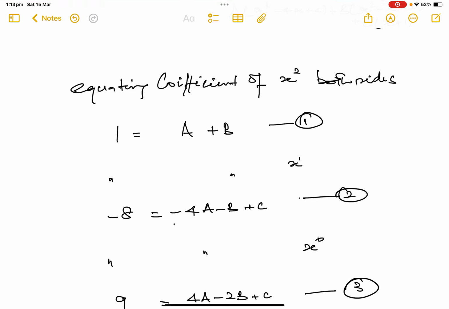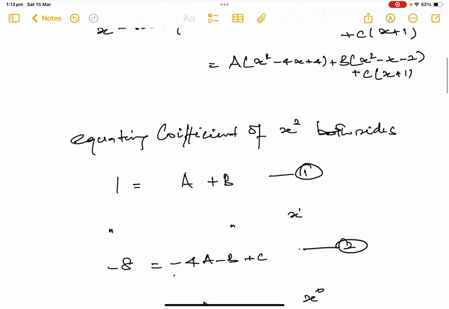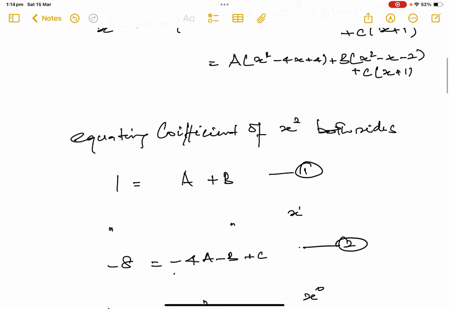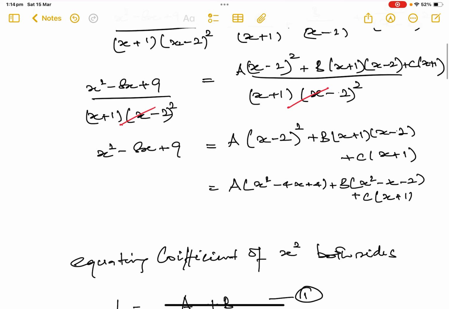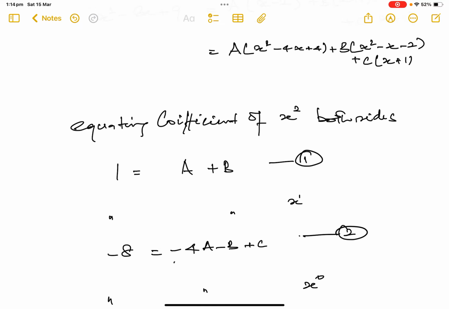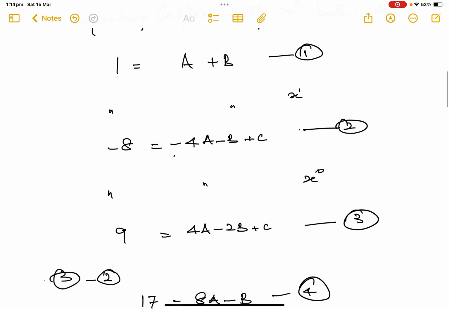Then equating the coefficient of x to the power of 1. The coefficient of x on the left hand side is minus 8. On the right hand side, the first term gives minus 4 times A, so minus 4A. Then minus x times B, therefore minus B, plus C times x, plus C. So that is the second equation: minus 4A minus B plus C equals minus 8.